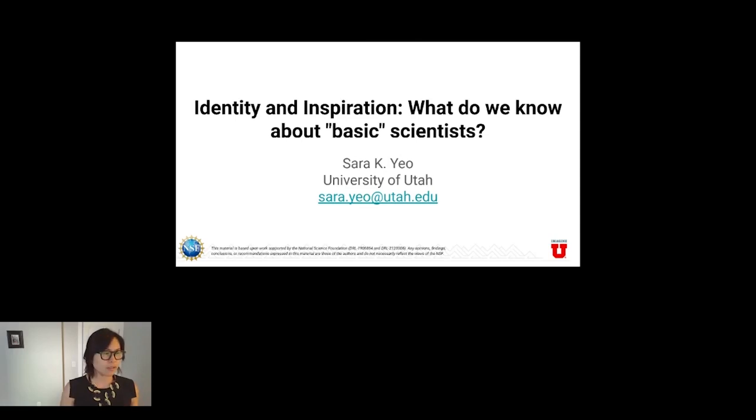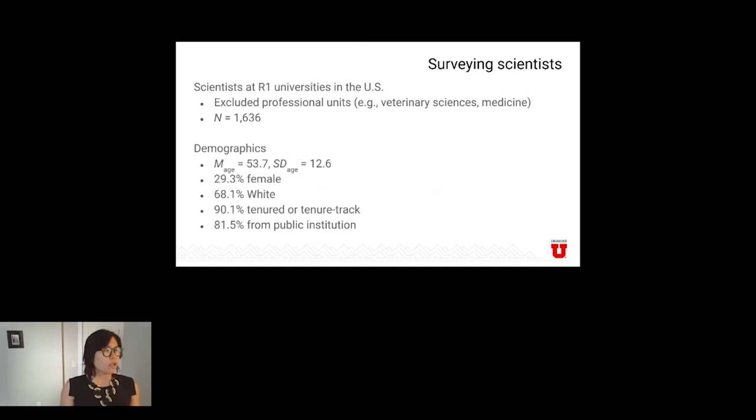We had some criteria for exclusion, so let me tell you a little bit about the sample here. We had some criteria for exclusion because, as you can imagine, the population of scientists at R1 universities in the United States is quite large. So, for example, we excluded scientists from professional units such as medical schools or veterinary sciences. And I've included and shown some demographics on this slide so you can get a sense of the makeup of the sample. I anticipate maybe having a question about how representative this sample is.